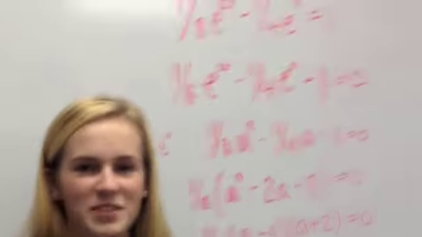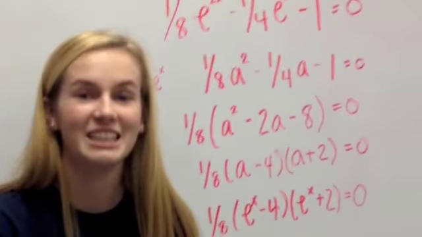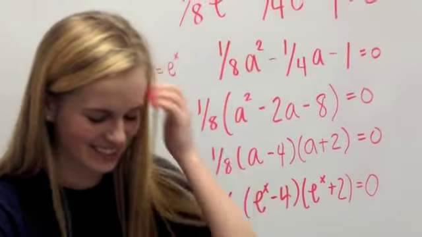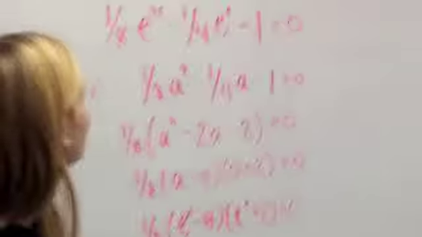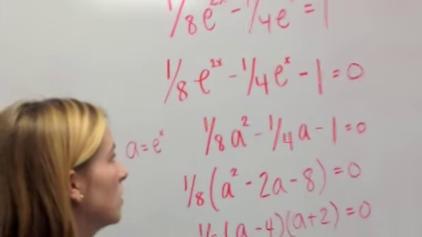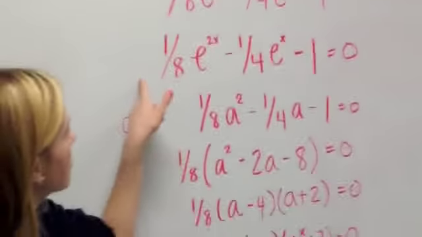Okay, so everything we've done up to this point has been a precursor for solving the tricky, eagle-level exponential equations. So we have our first example here, and we have 1/8 e to the 2x minus 1/4 e to the x is equal to 1. So like we did before, you always set it equal to 0.